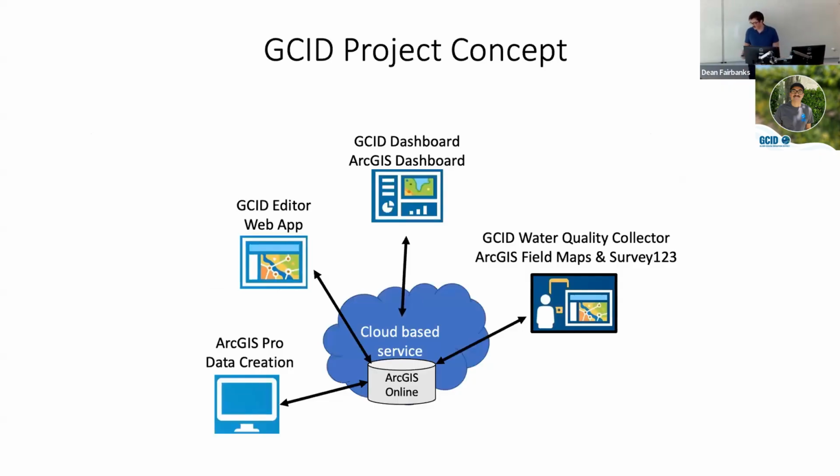And so here's the project concept. We have the cloud-based service here, ArcGIS Online, but it needs to start in ArcGIS Pro with data creation and cleanup. And then you can create the web app, which is essentially where that feature service stays and lives. And then that feature service is used to create the dashboard and ArcGIS Field Maps and Survey123.